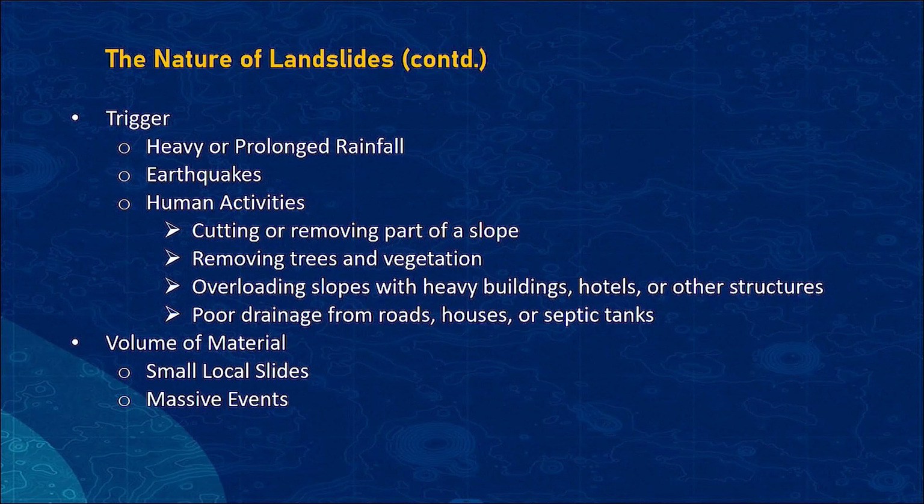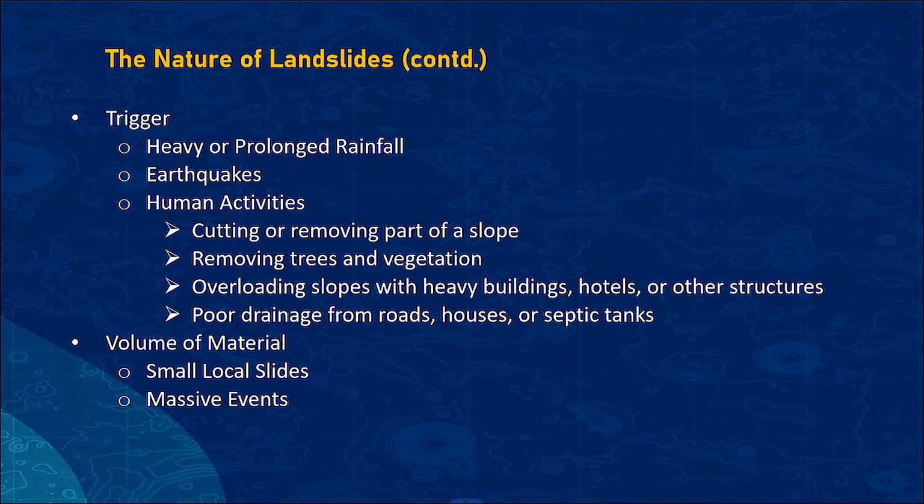This is a major cause in seismically active areas like the Himalayas, Northeast India, and parts of Gujarat and Maharashtra. Human activities. Many landslides are made worse or even caused by people. Common human triggers include cutting or removing part of a slope, for example, for roads, railways, buildings, or mining, which removes support from the lower part or toe of the slope.